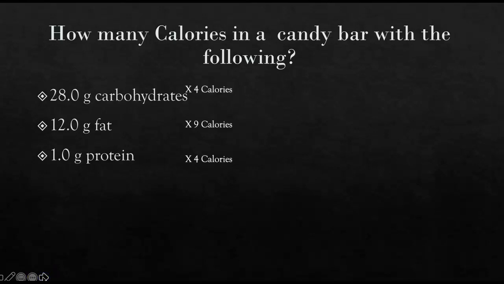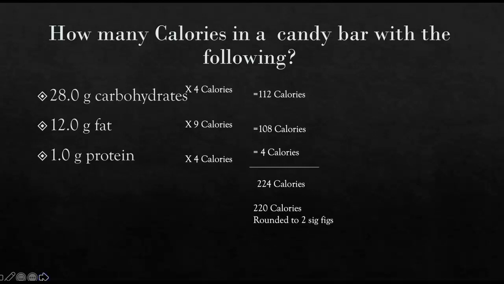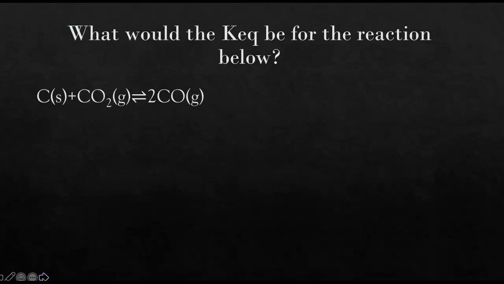And so hopefully here you multiplied the grams of carbohydrates by 4, fat times 9, and protein times 4. Then if you simply figure out what each of those answers is and add those together, you will get the calories in the candy bar. And of course, we would round that to 2 significant figures because 1.0 gram of protein is 2 significant figures.